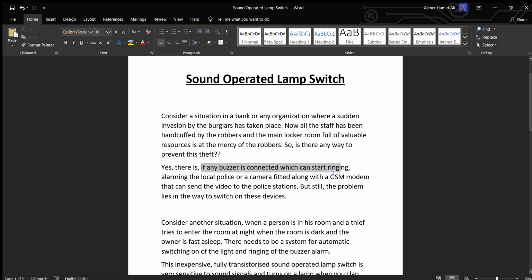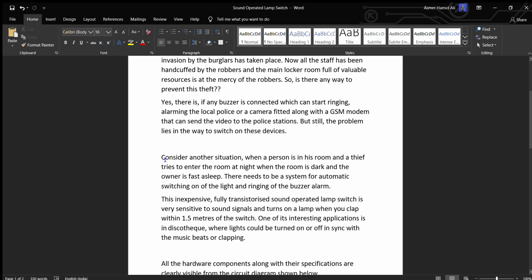Indeed, if any buzzer is connected which can start ringing alarm to the local police, or a camera fitted along with a GSM module that can send the video to the police station. But still the problem lies in the way to switch on these devices. Consider another situation when a person is in his room and a thief tries to enter the room at night when the room is dark and the owner is asleep. There needs to be a system for automatic switching on of the lights and ringing of the buzzer alarm.